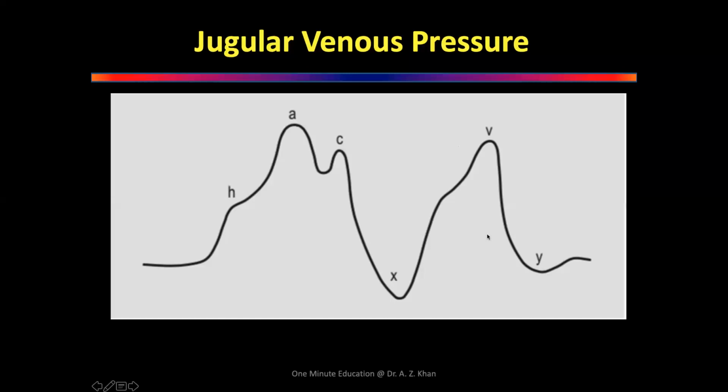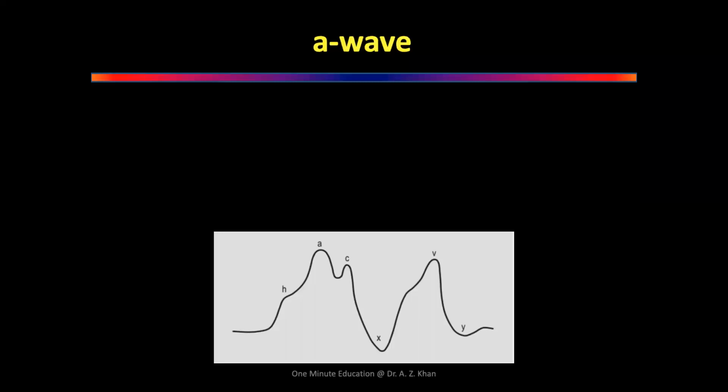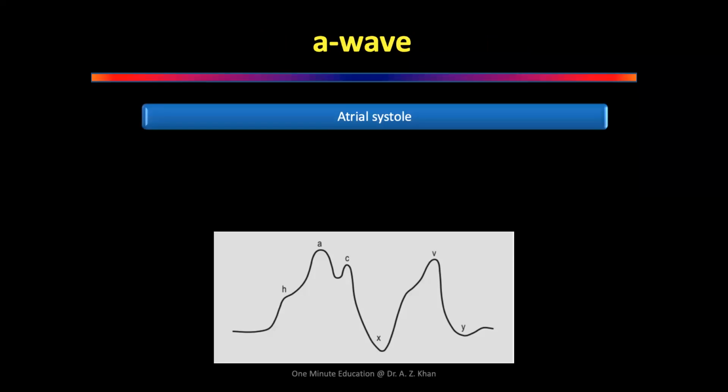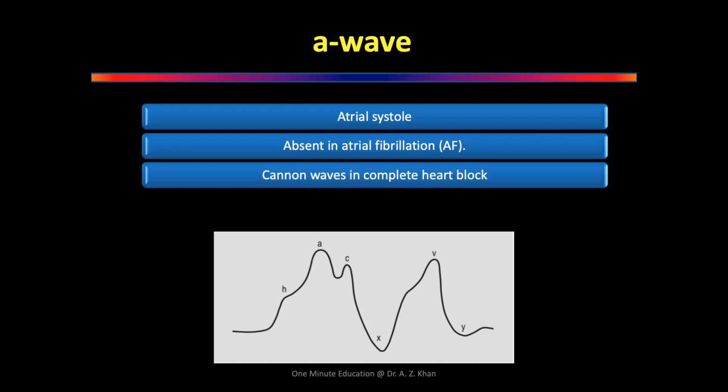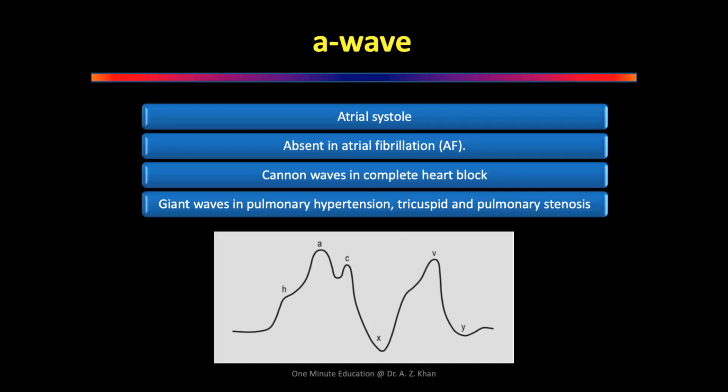Okay, so let's go through this jugular venous pressure and try to understand what it is. The A wave that you get, and I've kept it at the bottom for you to see it, is because of atrial systole. Usually the A wave is absent in atrial fibrillation, and there are Cannon waves in complete heart block. We'll talk about abnormal things a bit later. At this moment, understand the A wave is because of atrial systole. Giant waves are seen in pulmonary hypertension, tricuspid, and pulmonary stenosis.